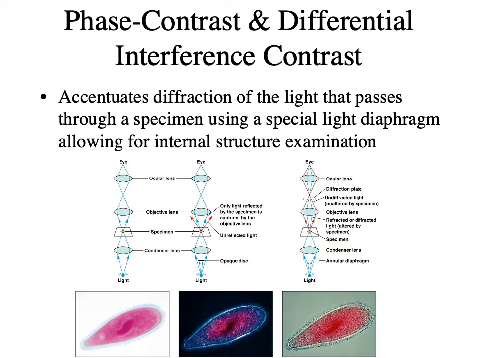Phase contrast and differential interference contrast accentuate the diffraction, which allows for internal structure examination. If you look on the far left, you have the Brightfield illumination, and you can kind of see the specimen. In the middle, you have that Darkfield, which brings it a little bit clearer. And then using contrast, you are able to now see the little bit of cilia on that specimen. So contrast microscopy can accentuate the diffraction and allow for this visualization of internal structures.